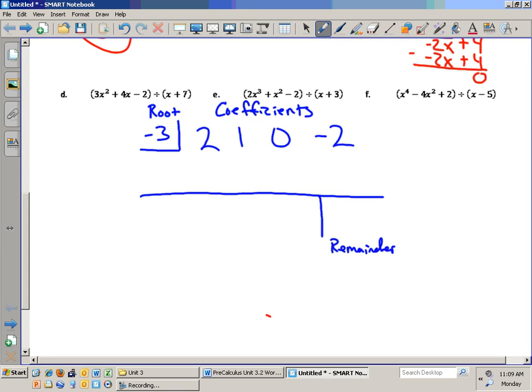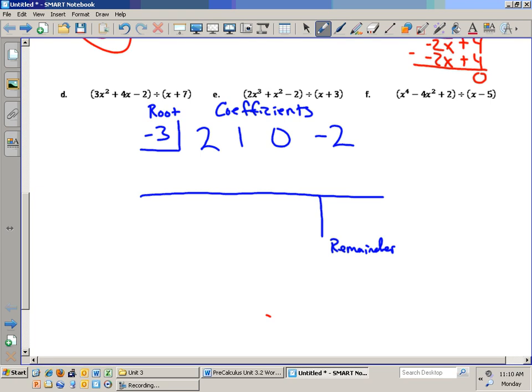And the last column is reserved for the remainder. The remainder will pop up there. So organizing it is the first step. Now, we did this last year, right? But you maybe don't remember the process.